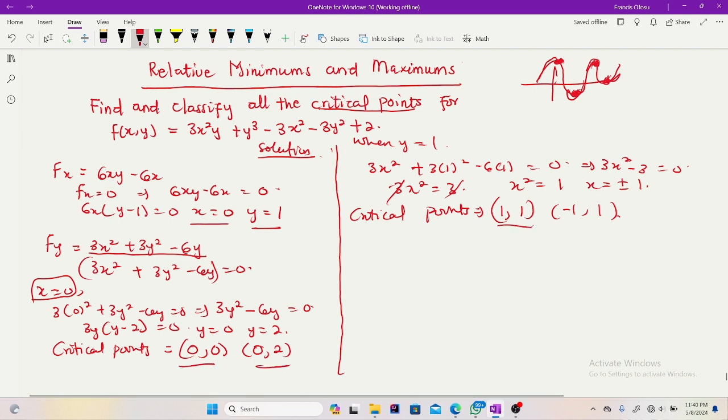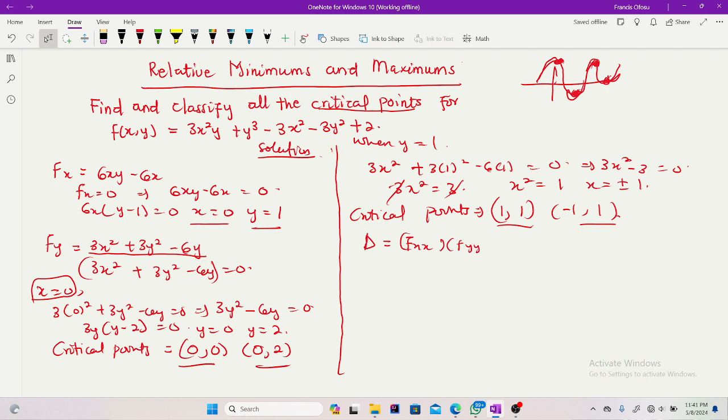1, 2, 3, 4. So the question said we should find and classify. So now we are left with the classification. How do I classify my critical points? In the classification of critical points, we find a particular function which we call D. D is a determiner of whether a critical point is a maximum, minimum, or a saddle. D is found by fxx multiplied by fyy minus fxy all squared.